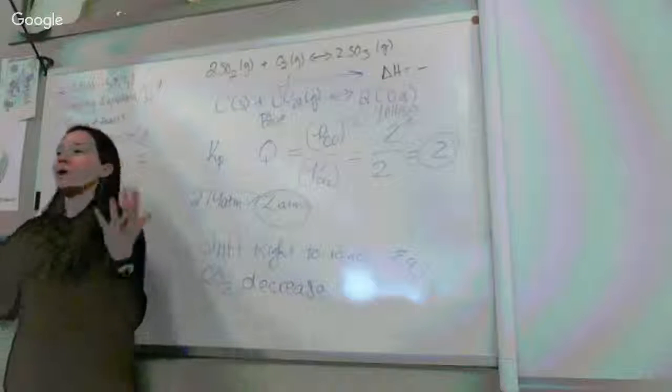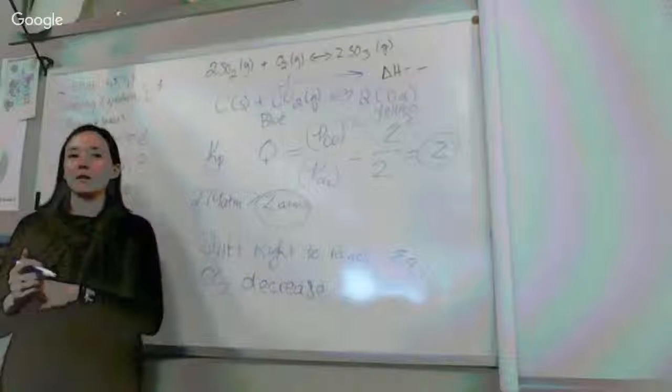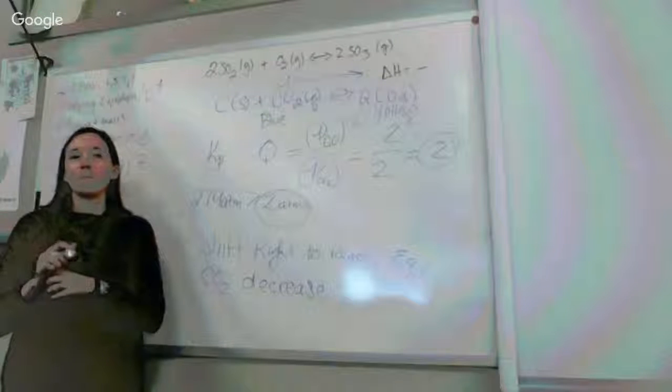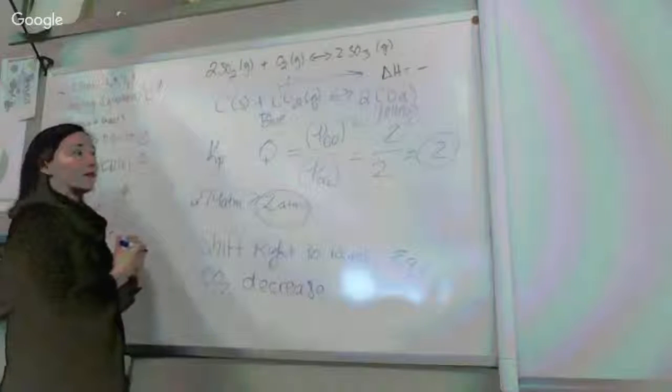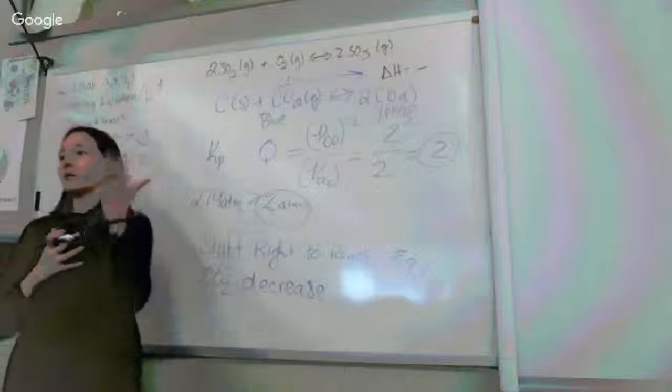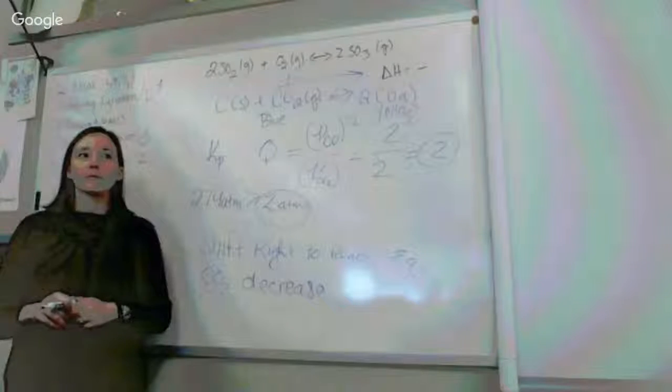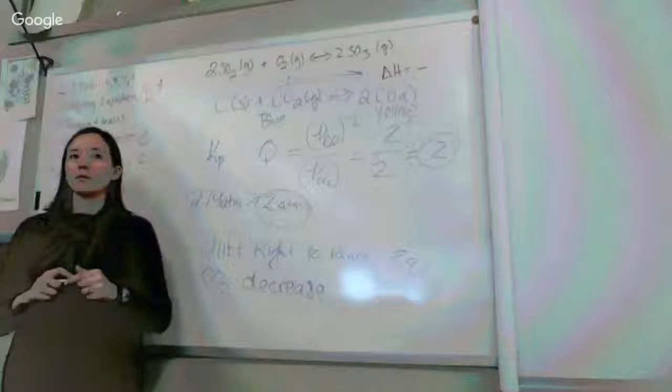What if I removed CO2 by reacting it with hydrogen to make carbonic acid? Yeah, it'll have to shift to replace that lost CO2, so it's going to turn what color? Blue. So far, so good?